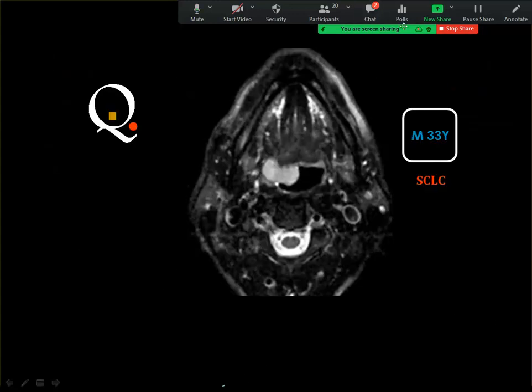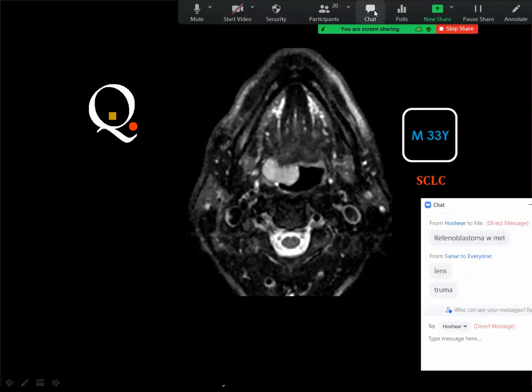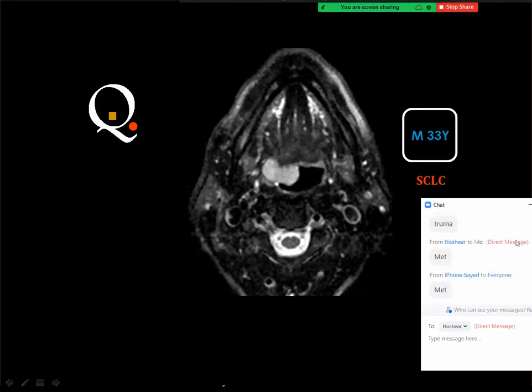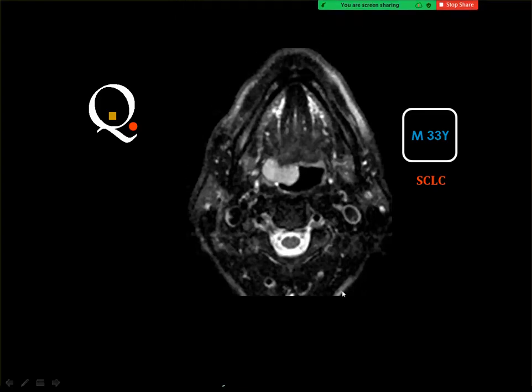Then next case is a patient 33 years old with small cell lung cancer. Yes, and I have said many times before, whenever you are confronted by a patient with known primary malignancy and you see a lesion, you should consider this lesion as metastasis until proved otherwise.